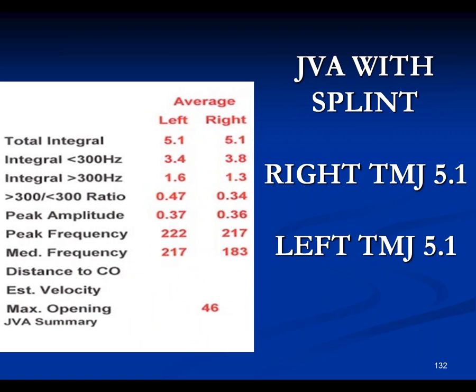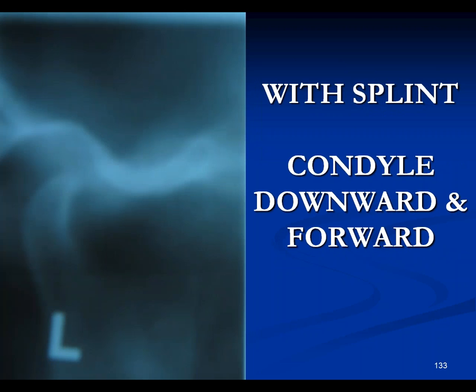So that's good. We've reduced the noise in her joint by recapturing her disc and proved it with the joint vibration analysis. But you wouldn't have to use this. All you have to do is put your fingers in her ear to see if she clicks. So all you need to get started is a ruler, and examine the joint and use your TMJ health questionnaire. So there's the condyle down and forward with the splint, and there she was before and there she is after. Now that's before we do the second stage.